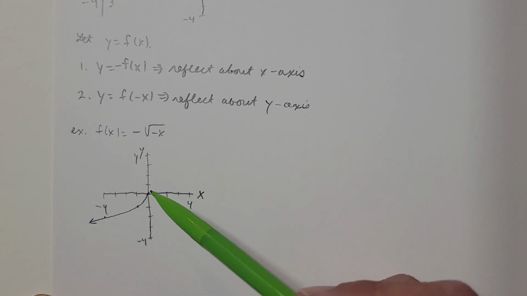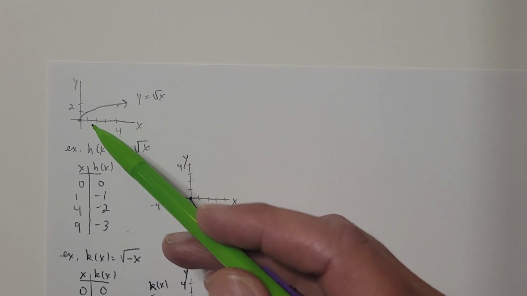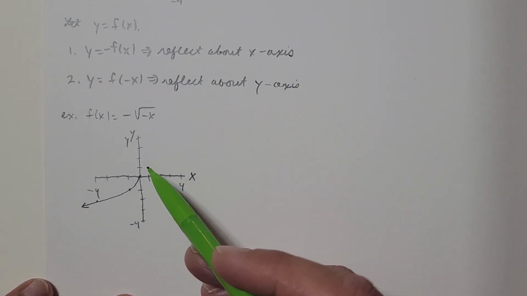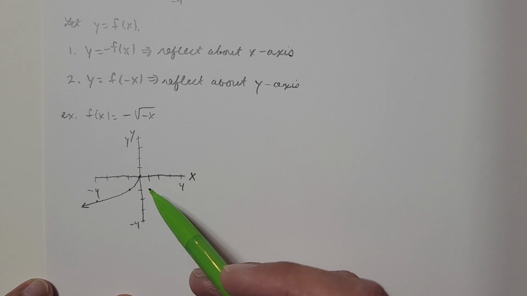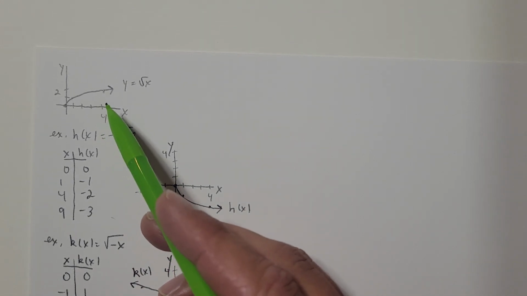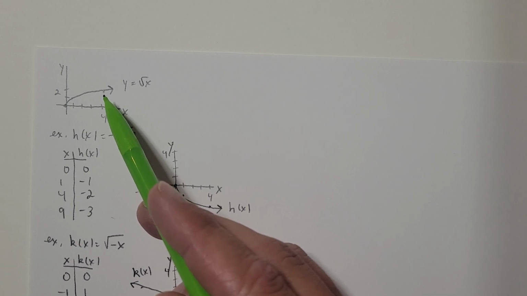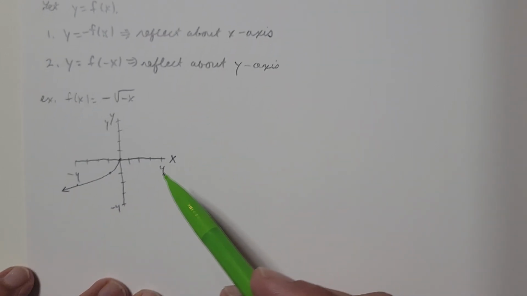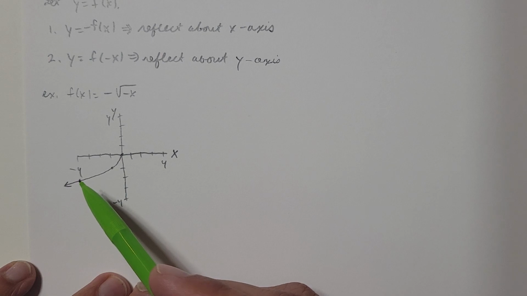Okay, 0, 0 would stay at 0, 0. Here is 1, 1. So 1, 1, you go across the x-axis, that'll put you at 1, negative 1, and then go across the y-axis, that'll put you at negative 1, negative 1. And here's the point for 2. So when I go across the x-axis, that's going to put me at 4, negative 2. And when I go across the y-axis, that'll put me at negative 4, negative 2.